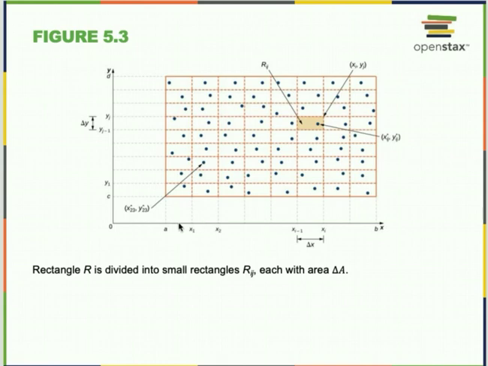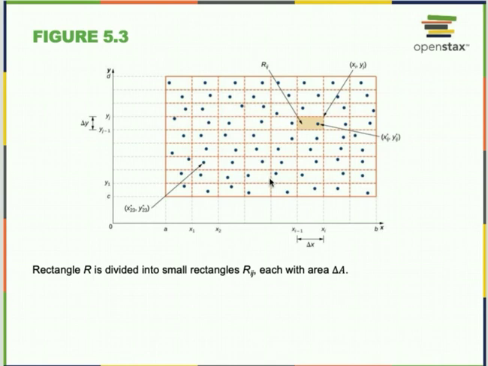Anyway, let's say we partitioned the interval from A to B into n subintervals, and the interval from C to D in the y direction into m subintervals. That gives us n times m subrectangles. Okay? Now, what would be a good notation for those subrectangles?